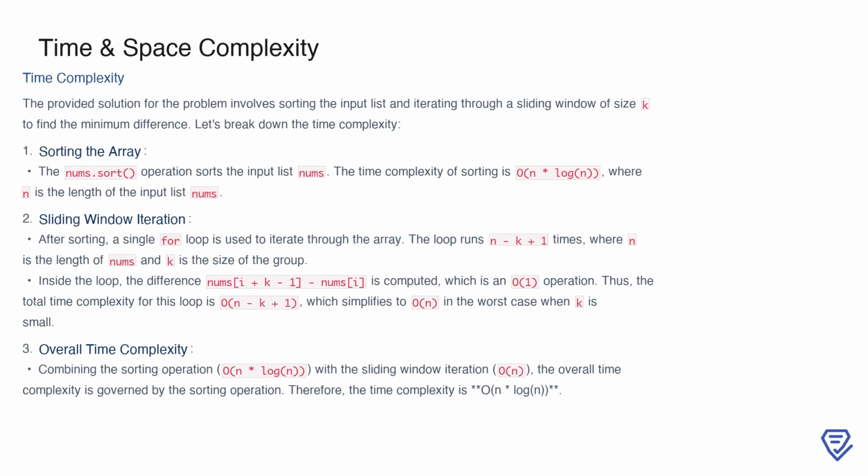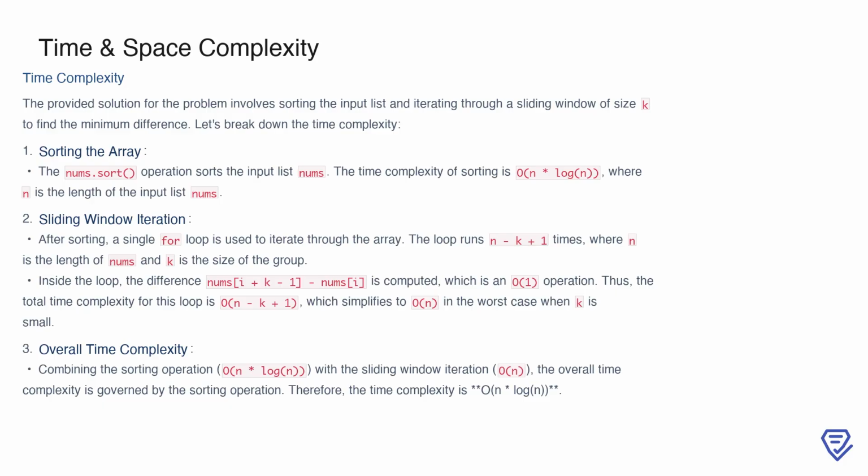Here, we analyze the time complexity of our solution. The first major operation is sorting the input array. Sorting, as you might know, takes O(n log n) time, where n is the size of the input list. This step is necessary to ensure we can efficiently evaluate the differences between elements in sorted order.